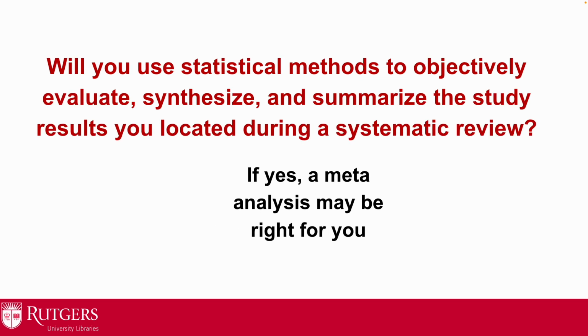Finally, are you going to use statistical methods to objectively evaluate, synthesize, and summarize the study results that you located during a systematic review? If yes, then you might want to add a meta-analysis to your systematic review. It's important to note that you cannot do a meta-analysis unless you first do a systematic review, because meta-analytical methods are a particular component of a way of evaluating the particular studies that you found and the results that you found of those studies during the systematic review process. So it's important to note that a meta-analysis is an add-on to a systematic review rather than a standalone type of review.